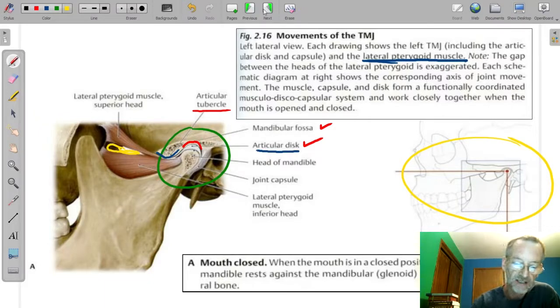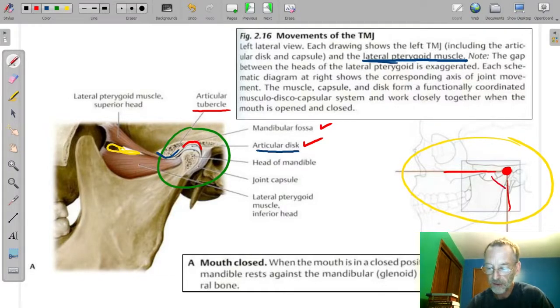So the axis is the dot. And then you have these two lines. This is like a door hinge. Here's one plate of the hinge, and here's another plate of the hinge. And the pin that goes through the joint is right there.